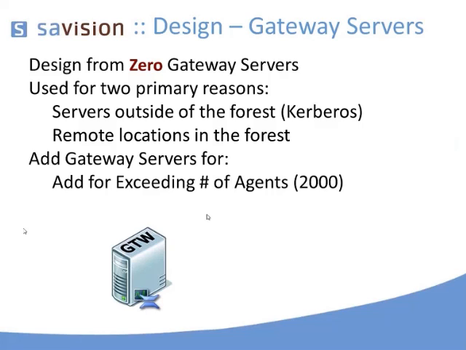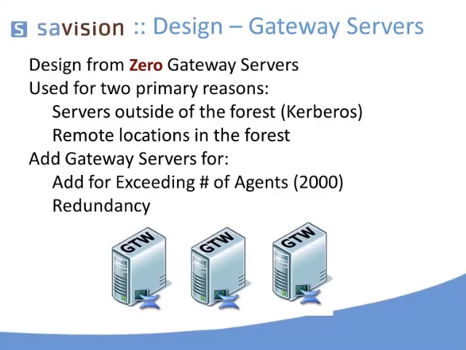You'd also want to add gateway servers if you're going to exceed the number of agents. They're currently listed at 2,000 agents per gateway server. And for redundancy. So I may very well want to have 2 gateway servers in my remote location so that if one of those were to go down, the other one would pick up communication and route it up to management servers.